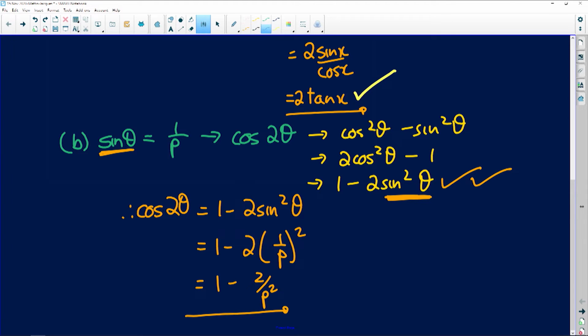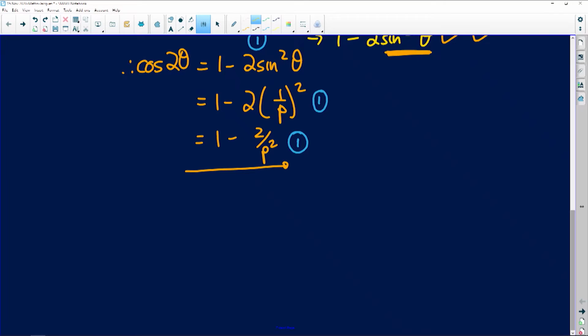So again, your marks will most probably be 1 for the identity, 1 for the substitution. However, I think that mark is wasted because you're just plugging it in. If you didn't recognize this, you wouldn't know what to do here. And then 1 for your final answer of 2, 1 minus 2 over p squared. Let's just see. Yes, we answered the question.